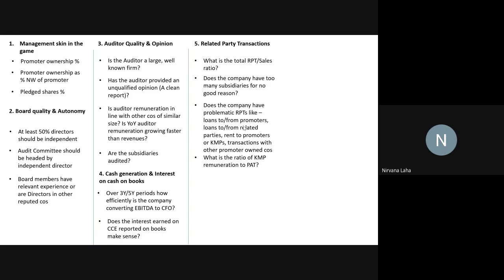Then transactions with other promoter owned companies, this is also very common. What will happen is, suppose there is a listed company A, and an unlisted company B, which the promoter owns 100%. B will supply raw materials, so B will become A's supplier, or B will become A's customer. Either on the supply side or the customer side, these kinds of transactions can be problematic. If you have a lot of related party transactions between the listed company and the promoter owned company, there was an example, a company called SKM Eggs. This company is basically into the business of exporting eggs and egg products from India to abroad.